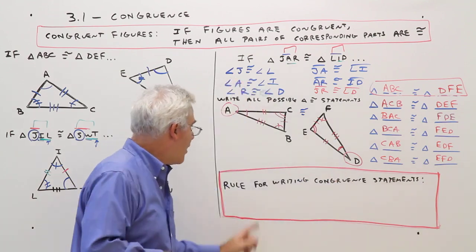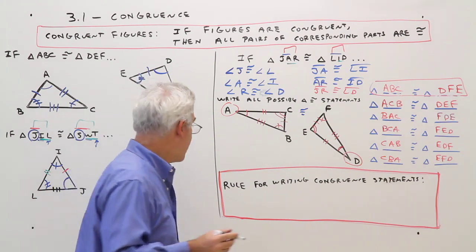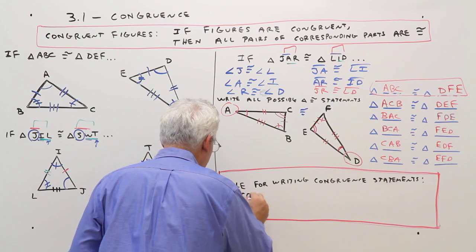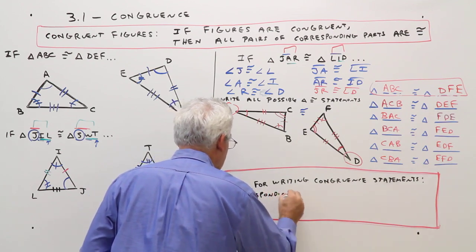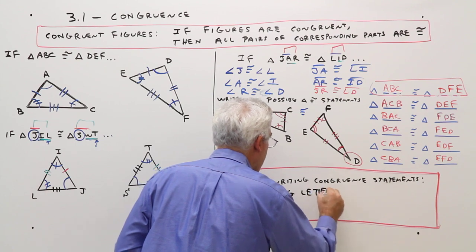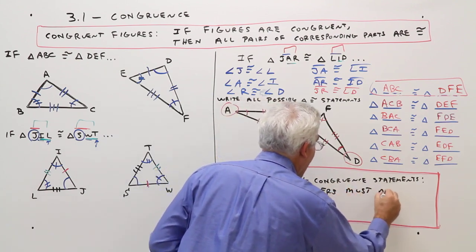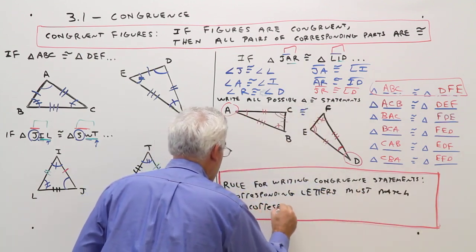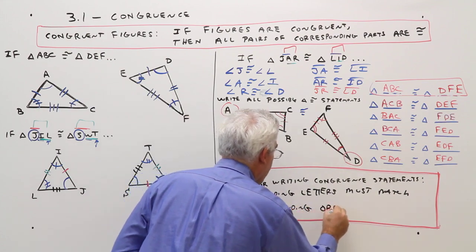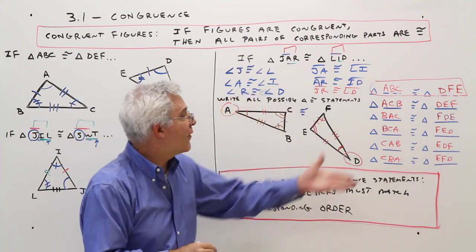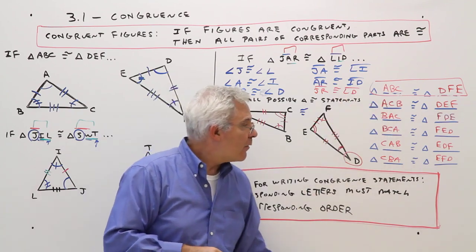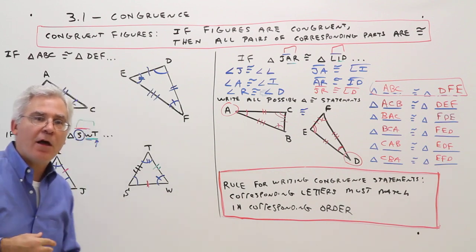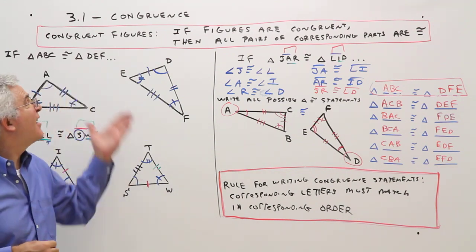Okay, and then finally, the rule for writing congruent statements is as follows. Corresponding letters must match in corresponding order, which is exactly what we're talking about here. So there you have it, just the bare bones basics of congruence, and we'll be doing a lot more with this in the rest of chapter 3.